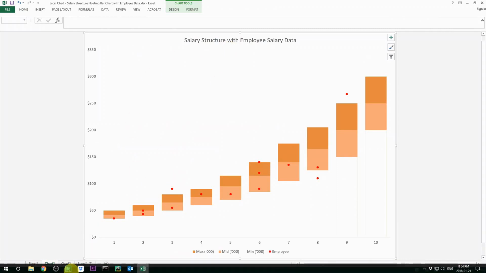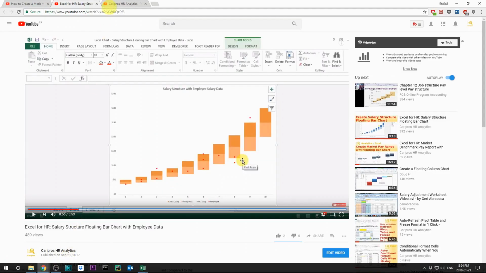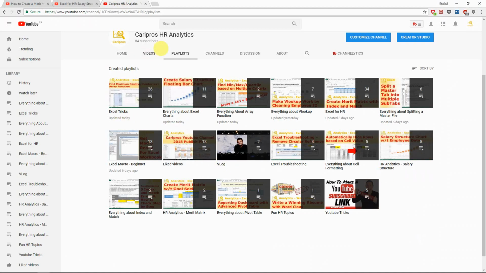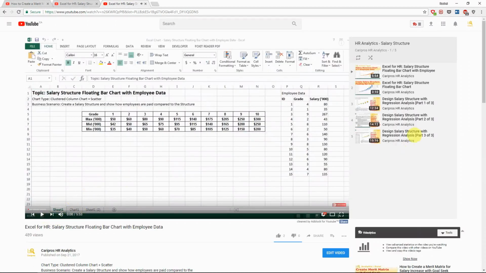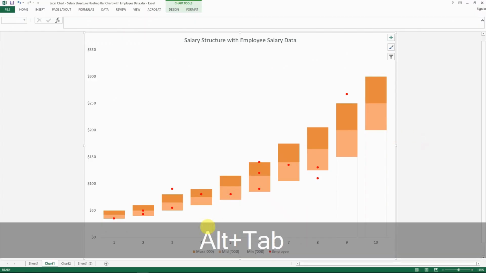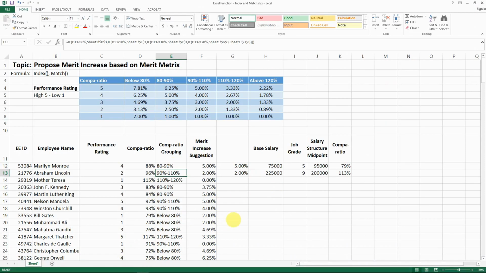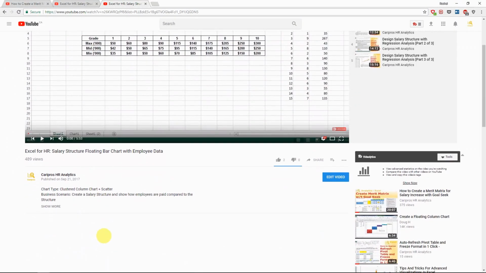I would also strongly recommend you check out the playlists that I have created, first the HR analytics for merit matrix, and also the HR analytics for salary structure, where I have discussed more on the salary structure, so you can have a better understanding of it and how it links back to the compa-ratio calculation. So this is what I want to share today. And Gillian, I hope that this video will be helpful to you.